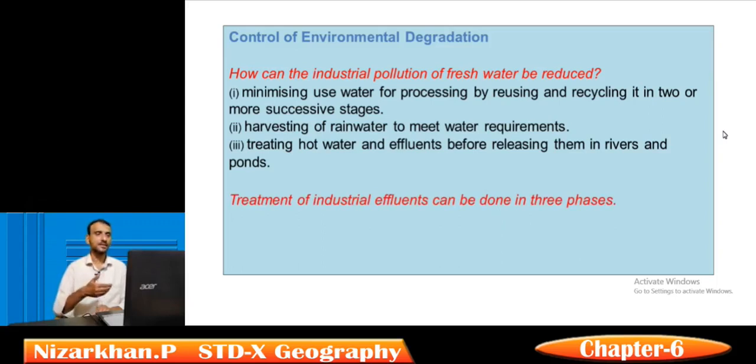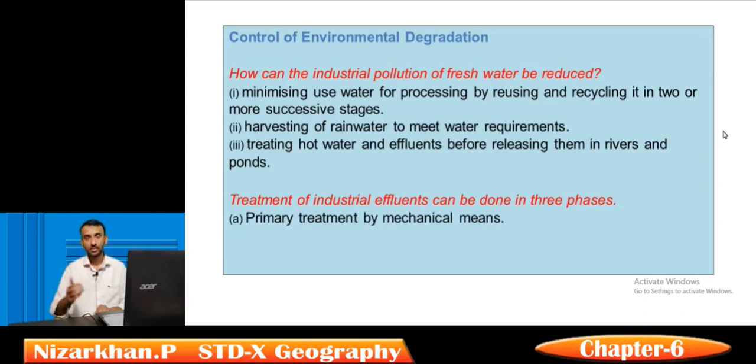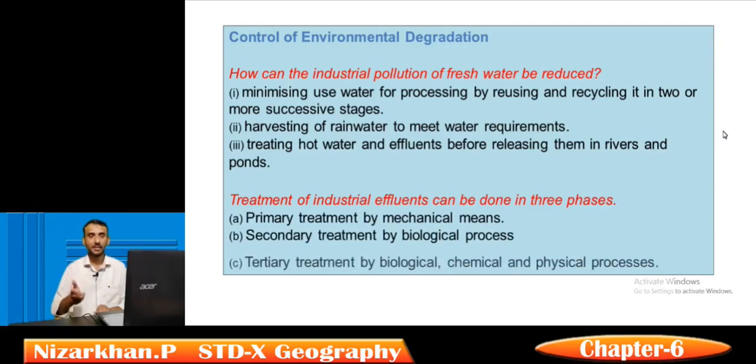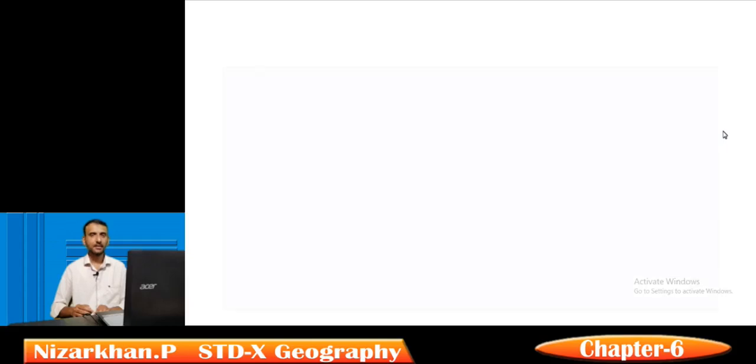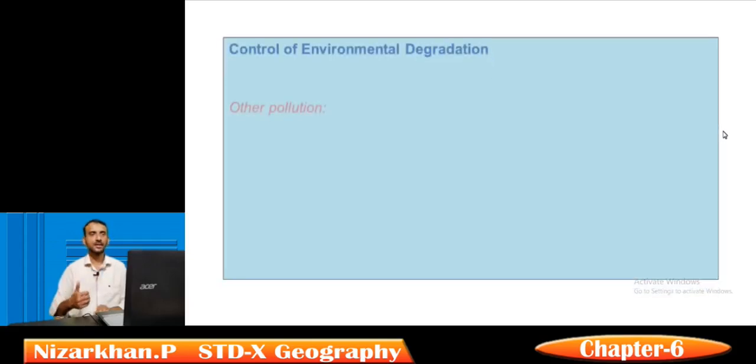Then treatment of industrial effluents can be done in three phases. First, primary treatment by mechanical means. Second, secondary treatment by biological processes. Third, tertiary treatment by biological, chemical, and physical processes. By using these three methods, industrial effluents can be treated. Then how can we control other pollutions?